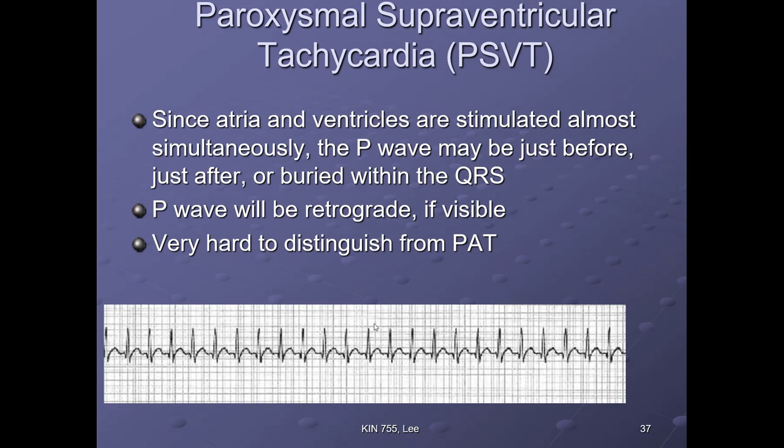So you get electrical impulses going in a circular fashion and simultaneously stimulating the atria and ventricles. And since they're stimulated almost simultaneously, the P wave may be before, inside, or after the QRS complex. And if you can see the P wave, it'll be upside down, like we were talking about. But when you look at this, you can't really tell the difference between what we saw for PAT, and I would never ask you to distinguish between PAT and PSVT because they're too similar. So think of the difference between the two as being the origin.